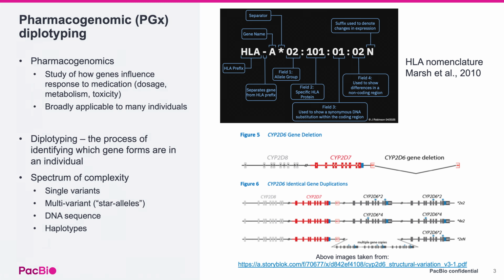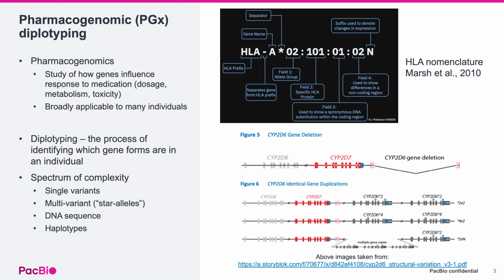First, before we get into StarPhase, what is pharmacogenomic diplotyping? Pharmacogenomics itself is the study of how genes influence our response to medications and other forms of treatment. Specifically, things like dosage, the rate of metabolism, and whether or not a drug is toxic are all things that can be influenced by genes.